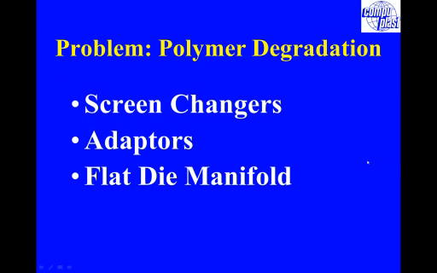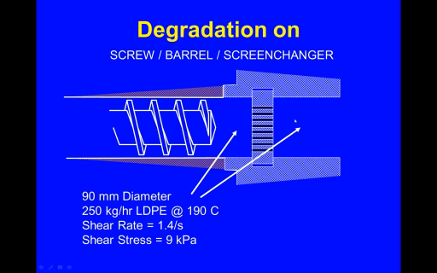So moving on to the next example here, I want to talk about screen changers and adapters, and I'm going to talk with respect to a flat die just because the geometry is easier, but pretty much all dies. Whenever we analyze the flow in these sections, we want to study certain characteristics in the flow field to see whether the geometry is acceptable.